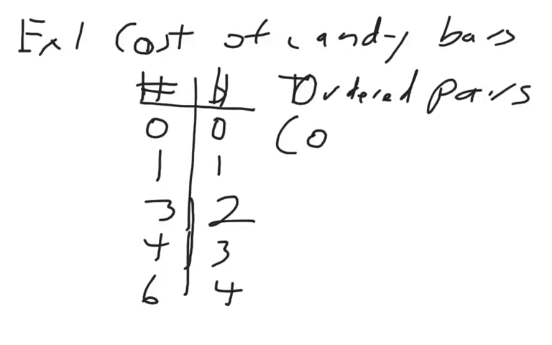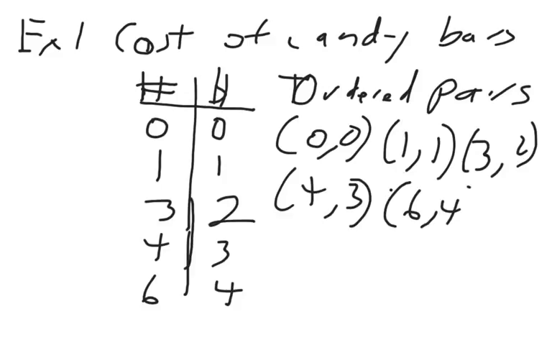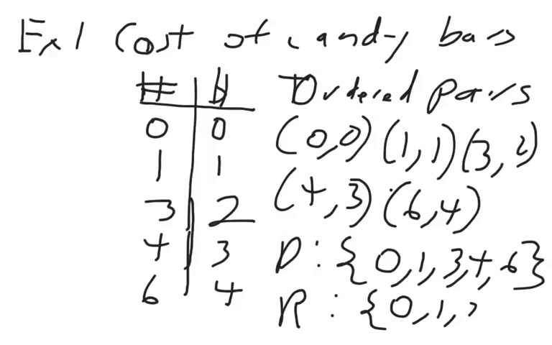So easily enough, my first pair is 0, 0, 1, 1, 3, 2, 4, 3, and 6, 4. They ask for the domain. The domain are all the inputs, 0, 1, 3, 4, and 6. And the range is all the outputs, or the y values. So we got 0, 1, 2, 3, and 4. Now remember, if we ever have the same number used twice, we don't have to list them twice in the domain or the range. Once is fine. Once it's in, it's in.